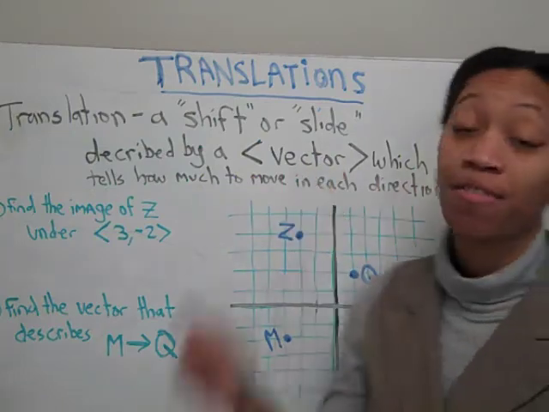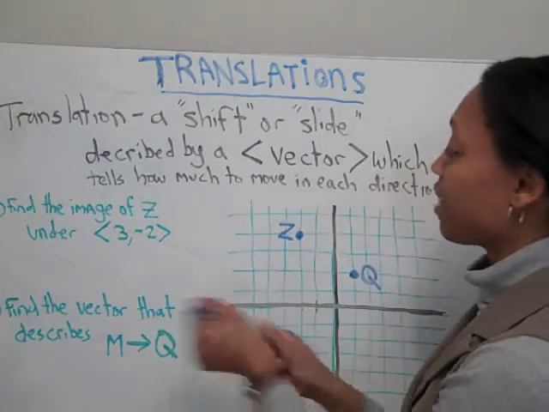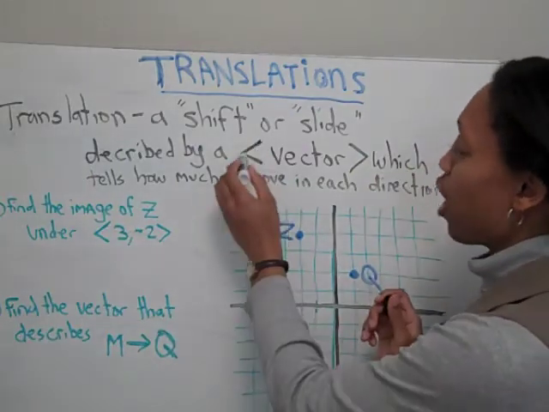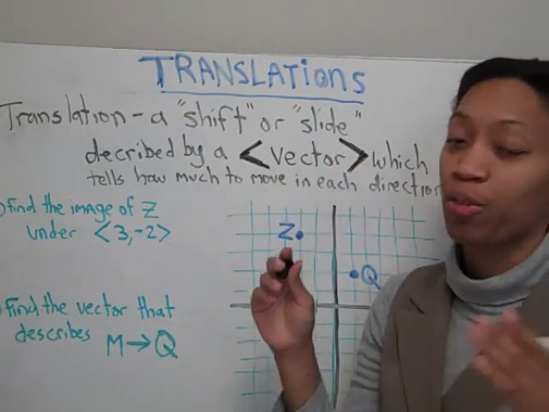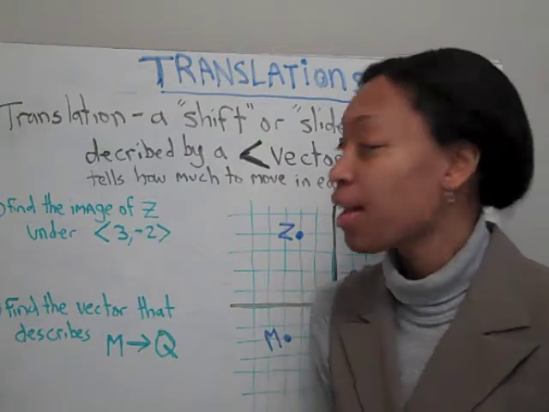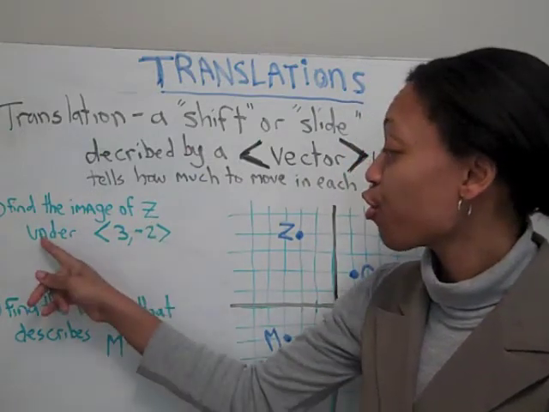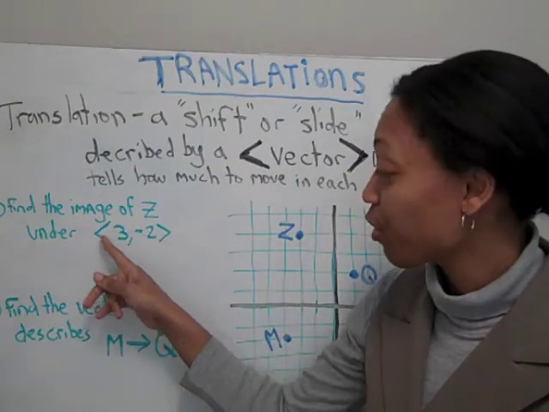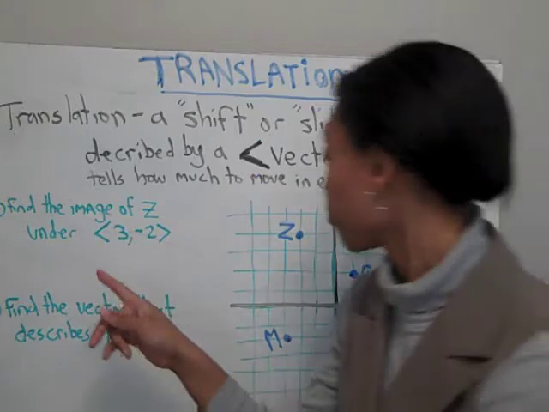And how you know it's a vector is instead of having parentheses on the side, it has these arrows on the side. So these arrows here are what lets you know that it's a vector and not just a point. So, for example, find the image of Z under the vector, I can tell it's a vector because it has the arrows, 3, -2.